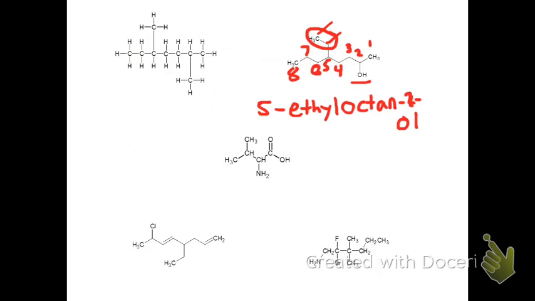Okay. So break it down. Our ethyl group is on the 5th carbon. Our largest chain is 8, so it's octanol. And it's an alcohol, so it ends in ol. And our alcohol is on the 2nd carbon, and so you would name it like that. Okay? So I know there's a lot there. It's pretty complex. We're going to practice a lot more of this in class, so you can see all this, okay?